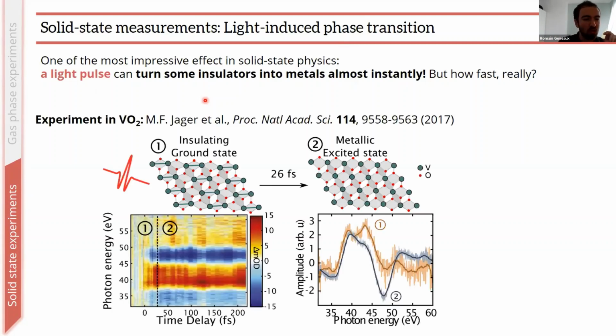And so this experiment that I want to show you is from Marike Jager, and this was done in VO2. So this is your prototypical light-induced phase transition, because when you pump it, you go from an insulating ground state to a metallic ground state. And what the authors did in this paper is to measure the absorption spectrum of both the insulating and the metallic state. You can get that by just heating the solid at different temperatures, and then you get this orange and blue curve. And now you do the same thing, but in the time domain, and you measure the XUV absorption. And you can actually measure directly how much time you require to go from the orange curve to the blue curve. And they were able to measure that you do that in 26 femtoseconds.